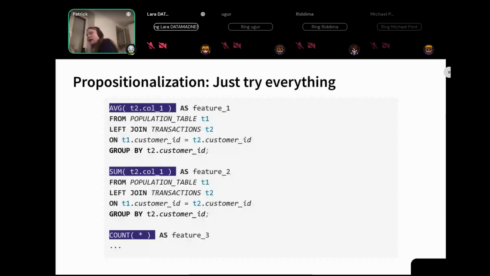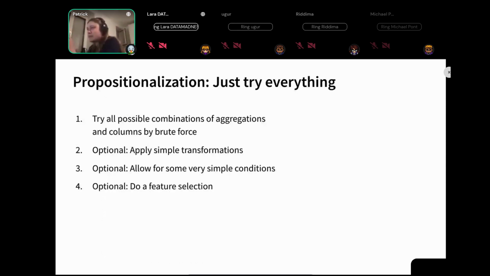I think you get the idea here. So again, I just want to quickly summarize the recipe. What you do is you just try all possible combinations of aggregations and the columns that you have by brute force. Optionally, what you could also do is maybe apply some simple transformations.